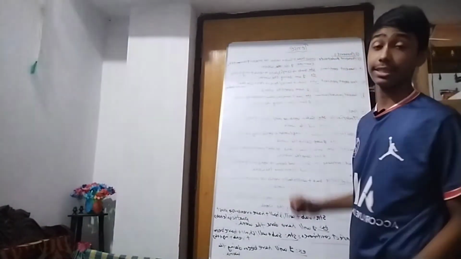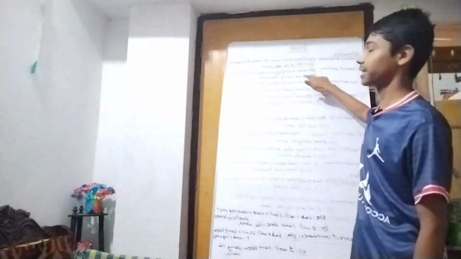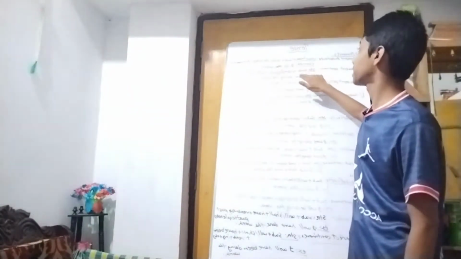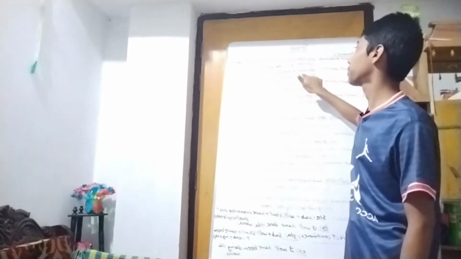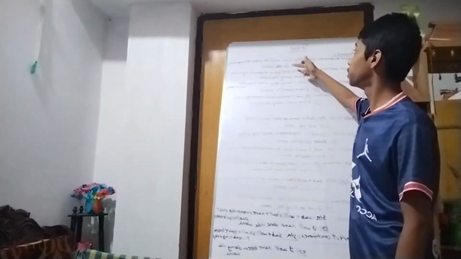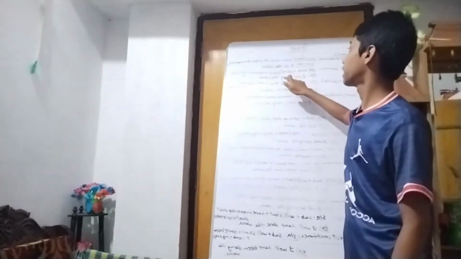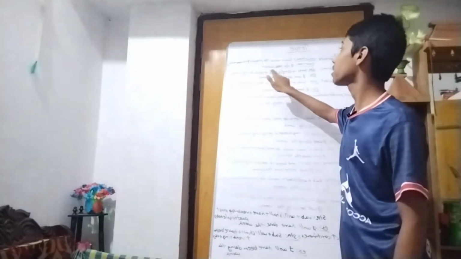The example is: I am doing the work. Here the subject is I, and am is appropriate with I, so we have used am. Verb plus ing means do plus ing, so it is doing. And the object is the work.